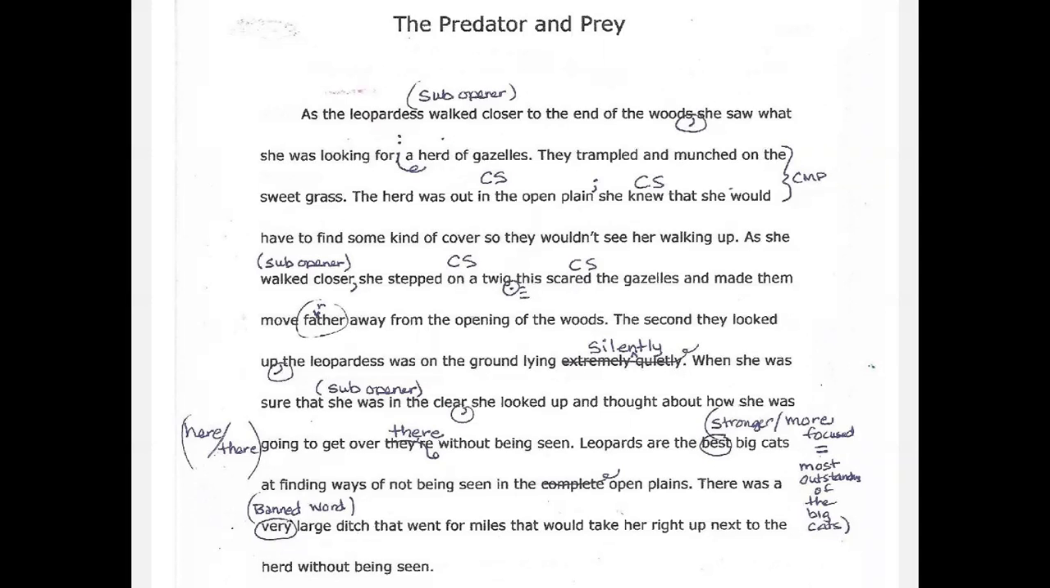You know, the epitome of all big cats, something that is a little bit better than best. And then the last sentence of the first paragraph is, there's a very large ditch that went for miles that would take her right up to the next herd without being seen. All right, and that just needs that bland word removed, very, and she can take that out entirely, or she could replace very and large, and she could put mammoth or cavernous or something like that instead. All right, let's move on to paragraph 2.